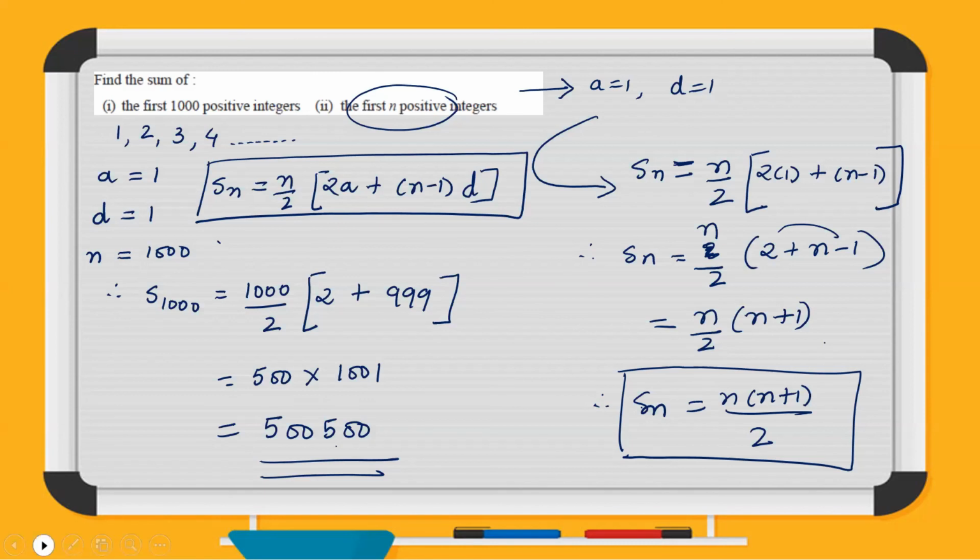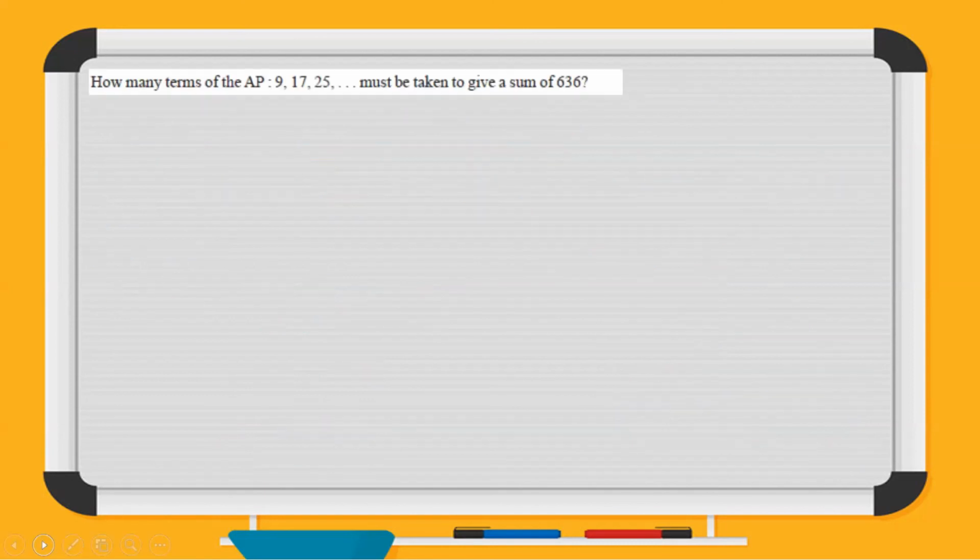Okay. Next question. It says how many terms of this AP 9, 17, 25 must be taken to give a sum of 636. Right. So now in this particular thing, the sum is given. That means Sn is given. You have to find out N. A and D can be found out from here. So A is 9. D, if you see, 17 minus 9 is 8. Right? 25 minus 17, again 8. So D is equal to plus 8.